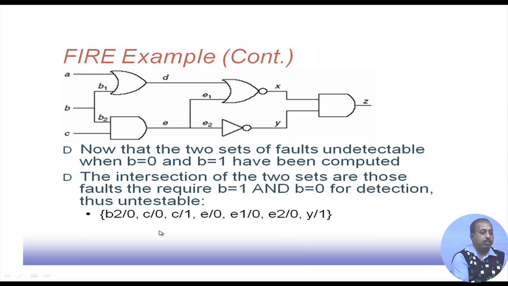So, you see, even for this small circuit, there are so many faults which are untestable. If we have a big circuit, you can imagine how many faults may be untestable. So, if we can detect those untestable faults fast, then naturally we will be able to make our ATPG run faster than in cases where it will try to generate tests for these untestable faults as well.